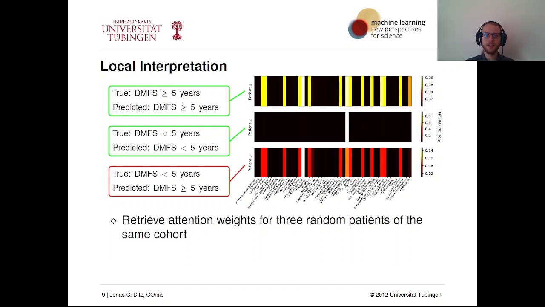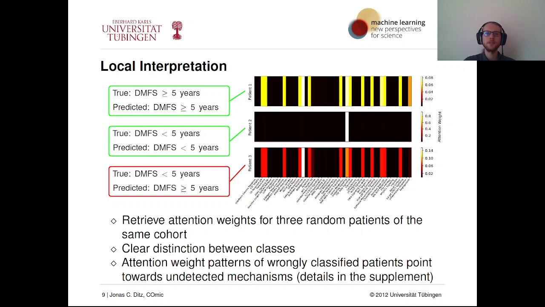We then retrieved the attention weights calculated for each of the 3 patients and plotted them as heat maps, which is shown on the right side here. The x-axis again are the 50 hallmark gene sets, and the colors indicate the value of the attention weight corresponding to the pathway. The first result that we immediately see is that there is a clear distinction between the 2 classes in the signature of the attention weights. Furthermore, we see that patient 3, which is wrongly classified to have a DMFS of more than 5 years, has a very similar attention pattern compared to patient 1. The difference in color just occurs due to the difference in the scale, as you can see on the right side.